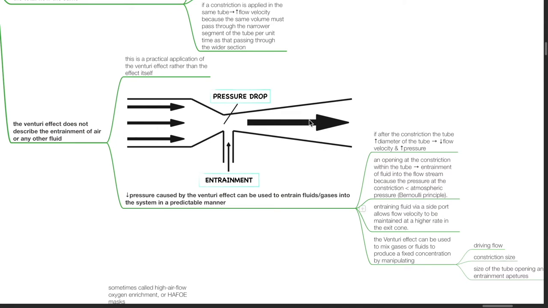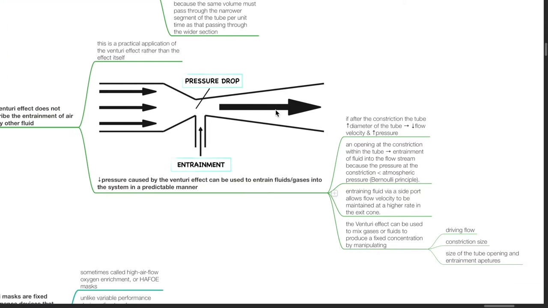An opening at the constriction within the tube results in entrainment of fluid into the flow stream because the pressure at the constriction is less than the atmospheric pressure. Entraining fluid via a side port allows the flow velocity to be maintained at a higher rate in the exit cone. The Venturi effect can be used to mix gases or fluids to produce a fixed concentration by manipulating driving flow, constriction size, and the size of the tube opening and entrainment apertures.